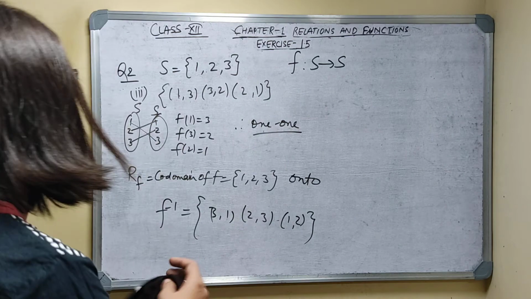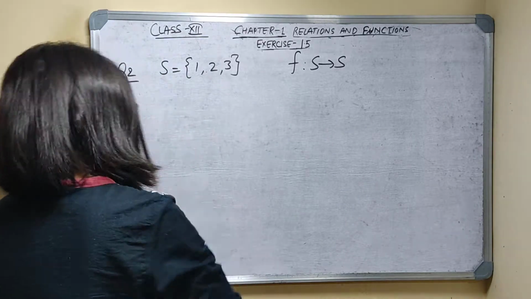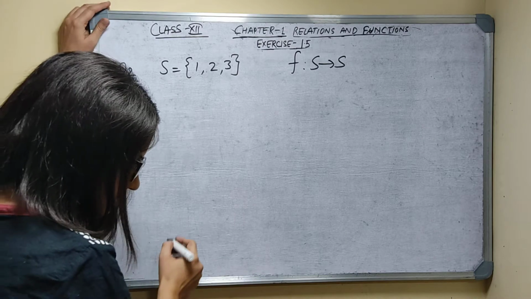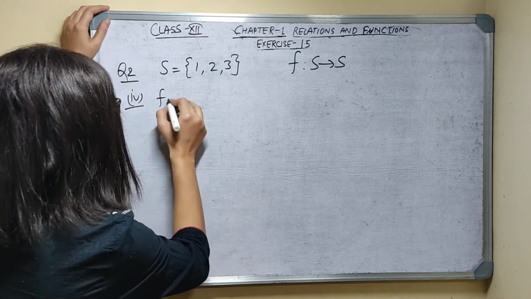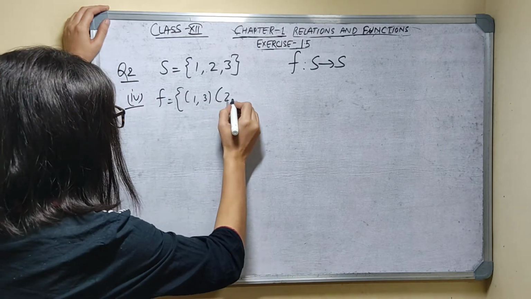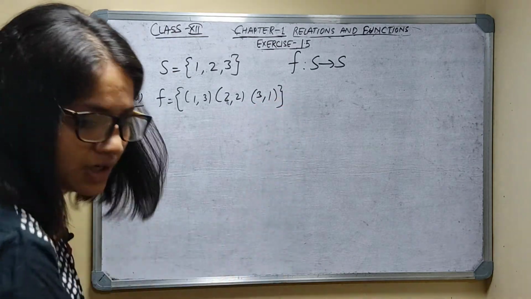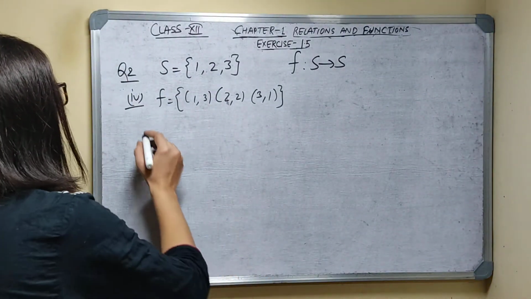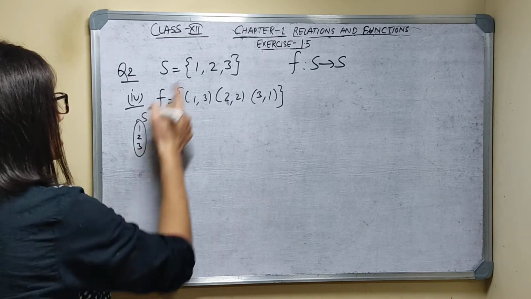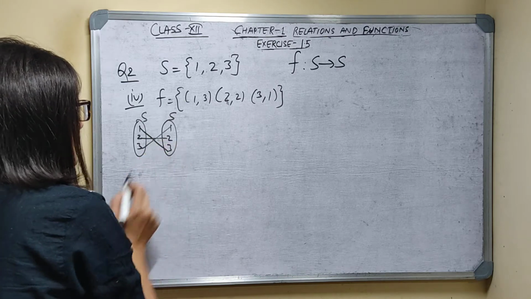Now the fourth part: F is equal to {(1,3), (2,2), (3,1)}. Here the domain and codomain are the same, 1, 2, 3 on each side. 1 is related to 3, 2 is related to 2, and 3 is related to 1.